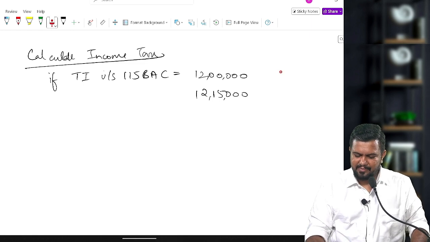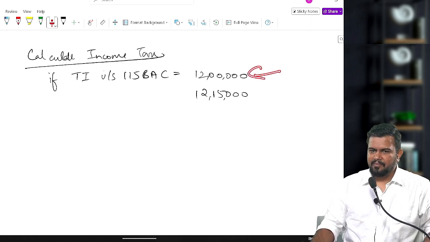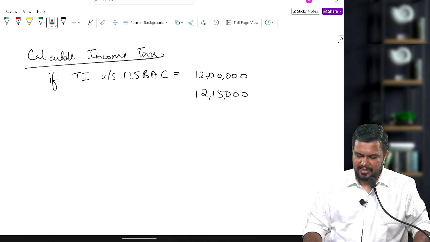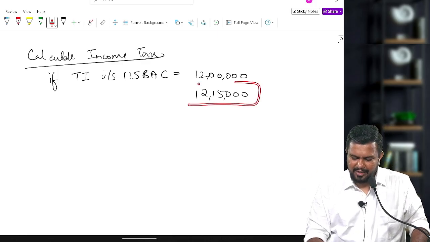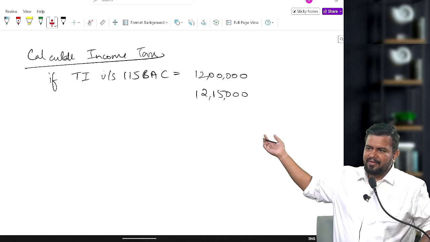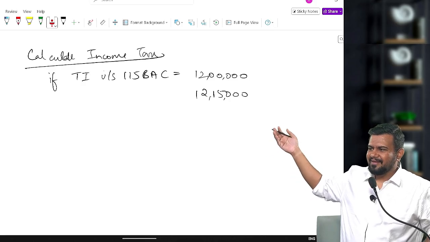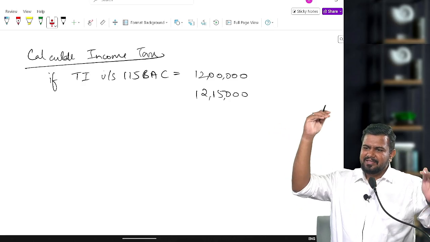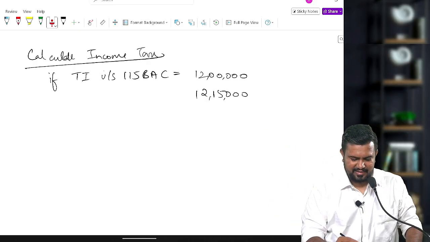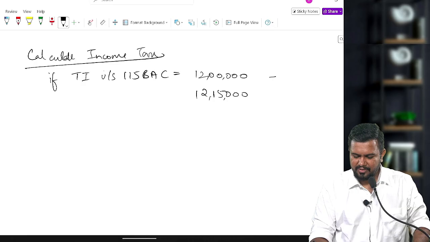For 12 lakhs, will there be any tax? No, because entire tax will be allowed as rebate. But what about 12 lakh 15,000? Here what will be the tax? Tax will be 15,000, because when the income is above the limit, you calculate the tax, you will yourself get the answer. Calculate the tax for both quickly.